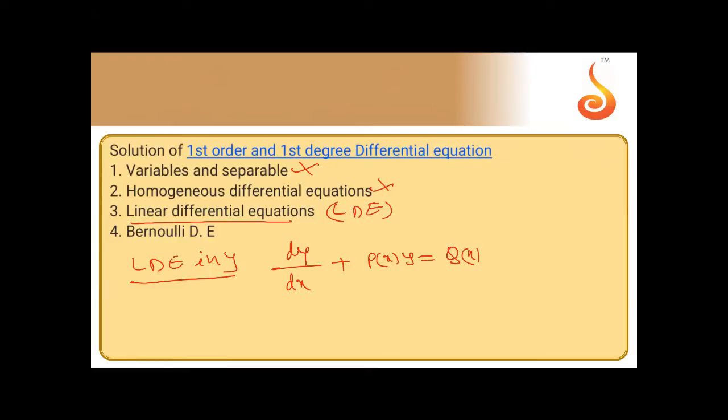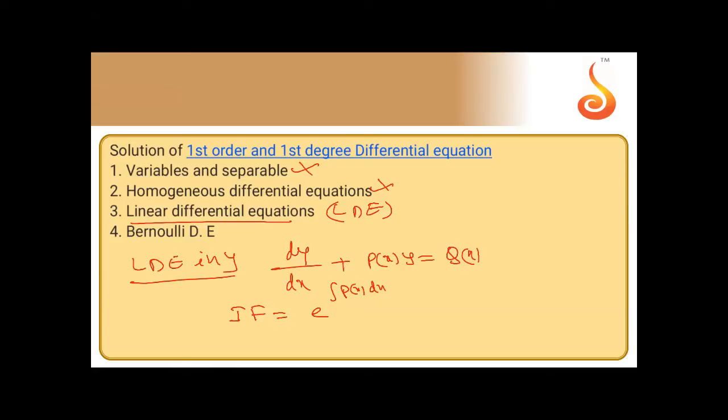That is called LDE in Y. If it's not possible to bring it to variable separable or homogeneous, you can go to the next method, that is dy by dx plus p of x into y equal to q of x. That is called the linear differential equation in y. Now in this case, you have to find the integrating factor. So the integrating factor is e power integral p of x dx. That is called the integrating factor.